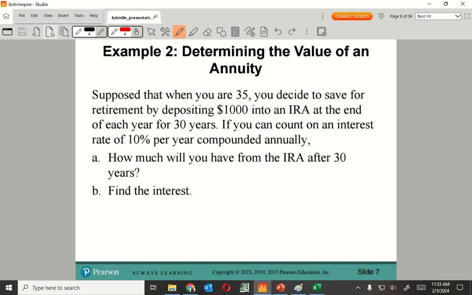Example 2, determine the value of an annuity. Suppose you are 35, you decide to save for retirement by depositing $1,000 into an IRA at the end of each year for 30 years. If you can count on an interest rate of 10% per year compounded annually, how much will you have in the IRA after 30 years? And then find the interest.